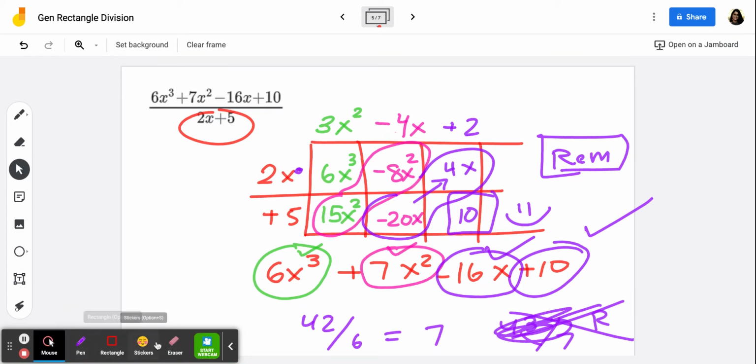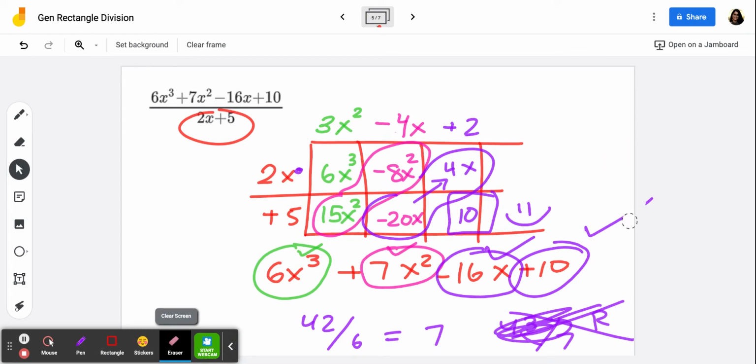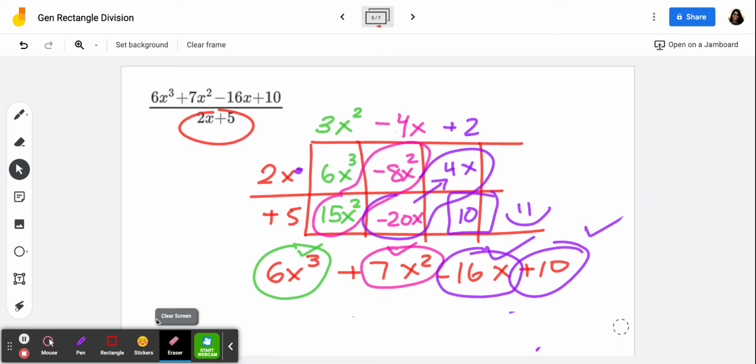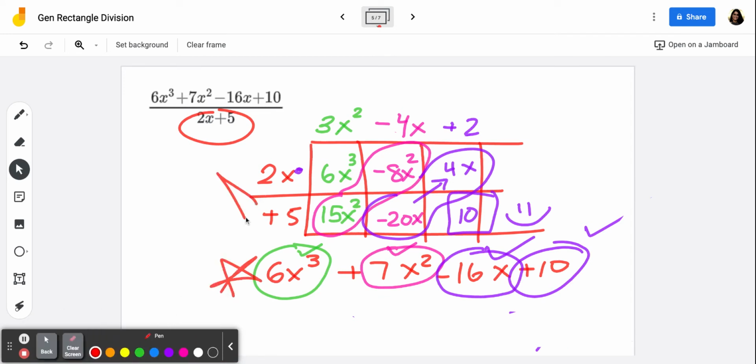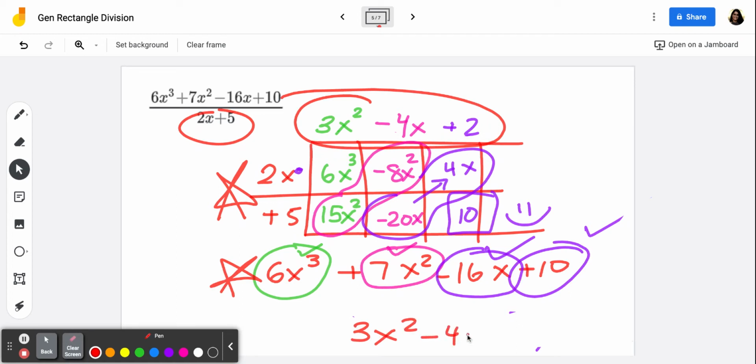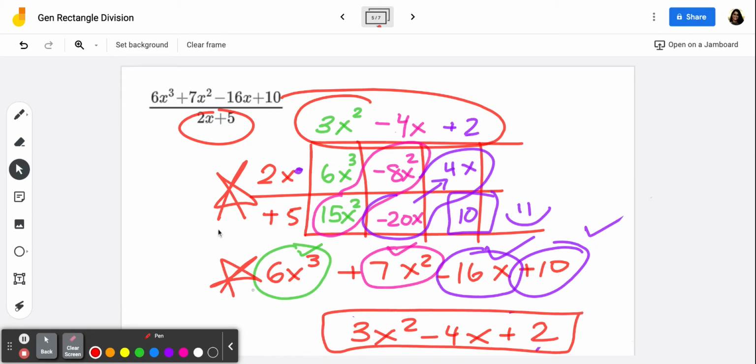So be sure you know how to find your answer. We did a lot of work. Where is my answer? Well, what were we looking for? We already had this information and we already had this information. What we didn't have was 3x squared minus 4x plus 2. That's the part we figured out, and that is our answer to this question.